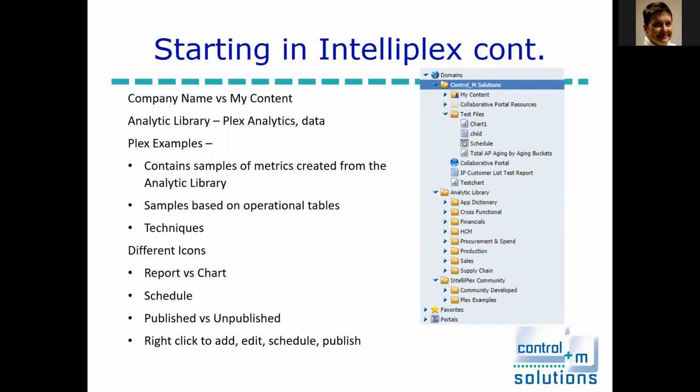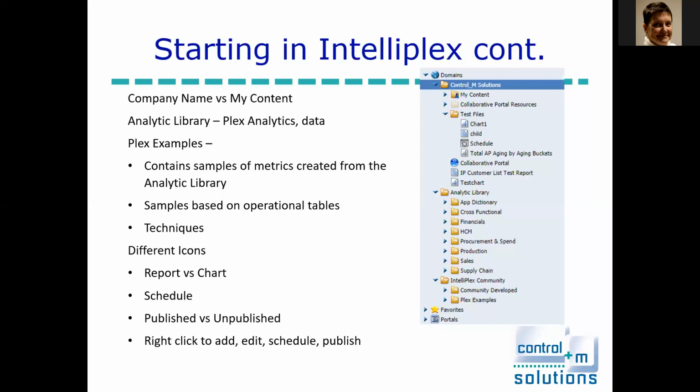So there's a chart icon and there's a report icon, and the chart icon's pretty definite. It shows you a little chart on it. The child icon is an example of a report. The schedule is the calendar with the little time on it, so you can schedule it by date and by time. Published versus unpublished, the blue icons are published icons.